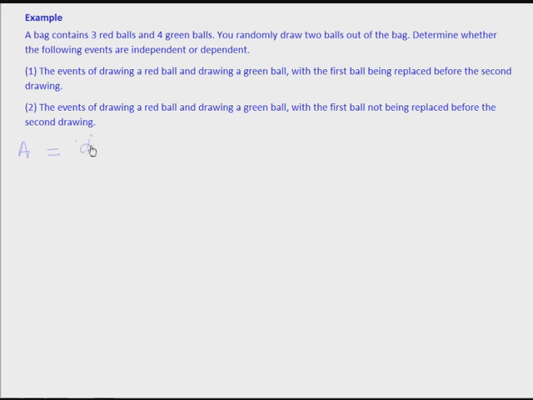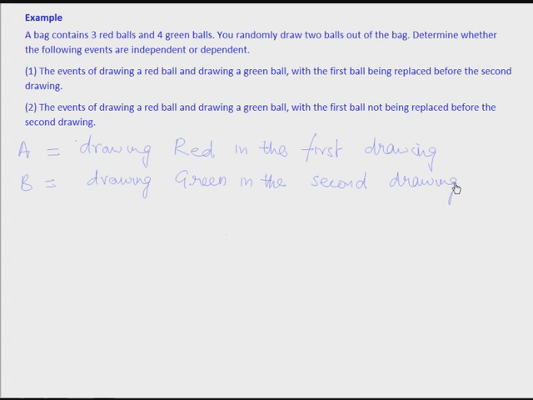Event A is drawing red in the first drawing. And event B is drawing green in the second drawing. We have to check whether event A and event B are dependent or independent.